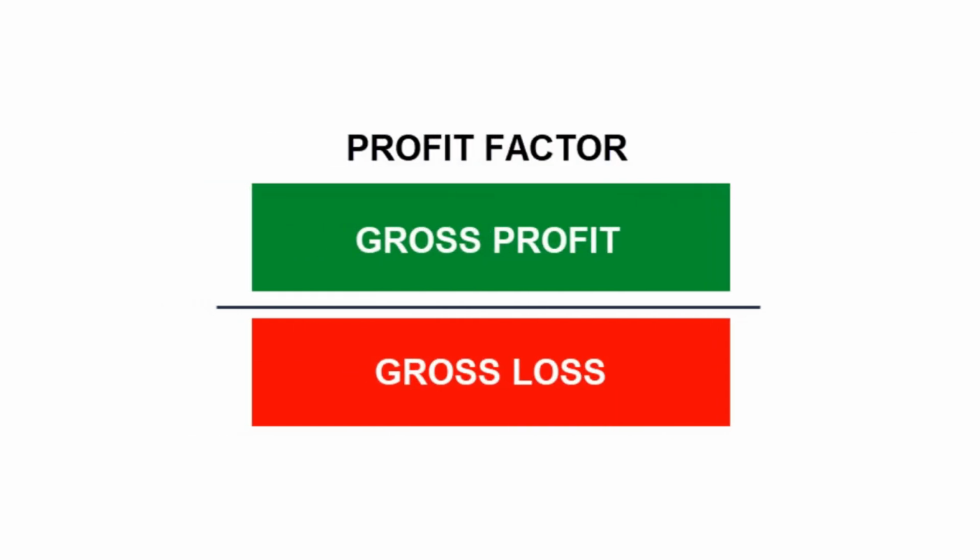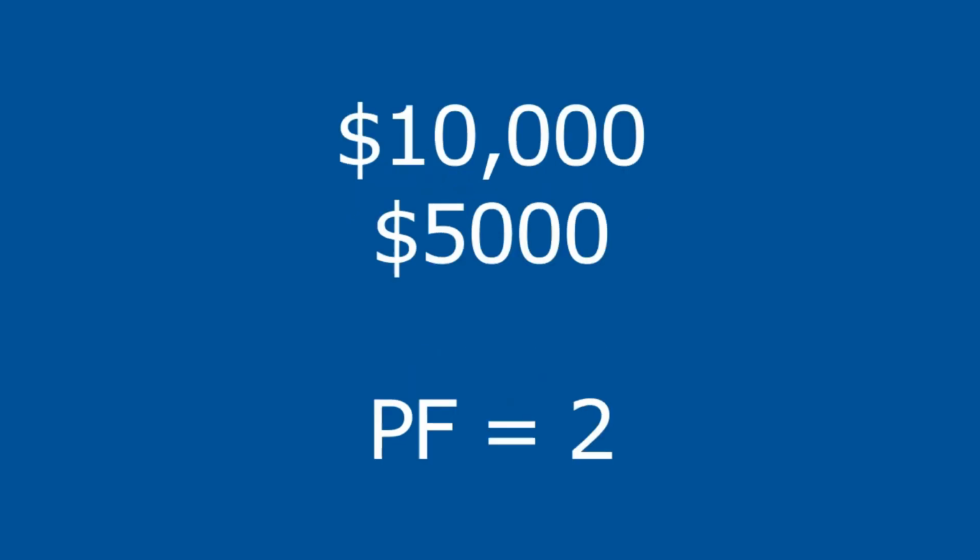Now, profit factor, we can define that as the overall gross profits divided by the gross loss over a defined period. A profit factor is a metric that we use to measure the profitability of a trading system. A higher profit factor implies that profits are greater than losses, while a lower one suggests that losses are more common.